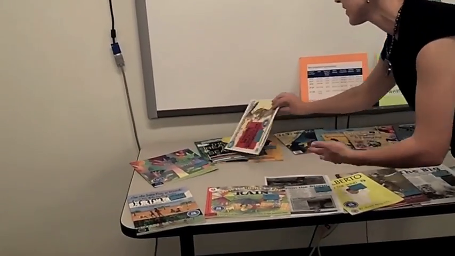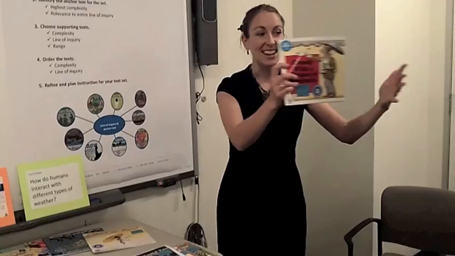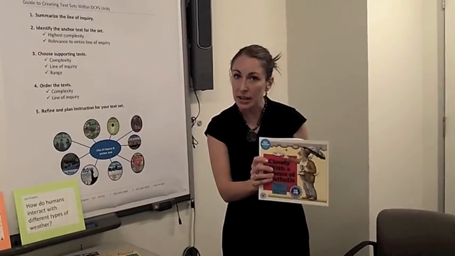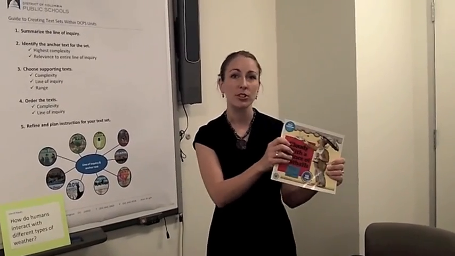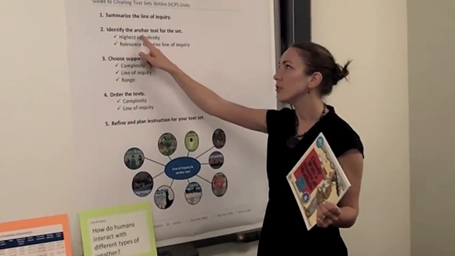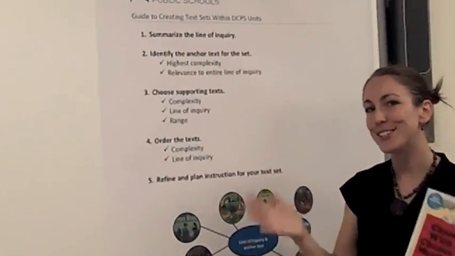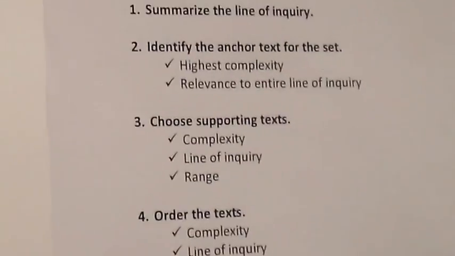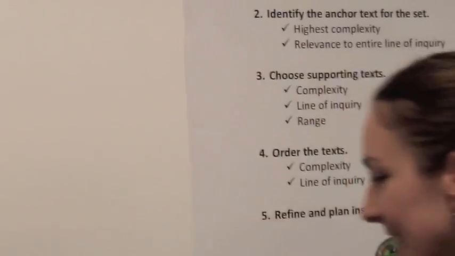So you have anchor text within your unit, like for example, Cloudy with a Chance of Meatballs. In a unit anchor text, you're going to have learning plans built around it. You're going to use it for instruction. You may or may not return to it over and over and over like you do for your text set anchor text. So just know that those two phrases can mean slightly different things depending on the context.